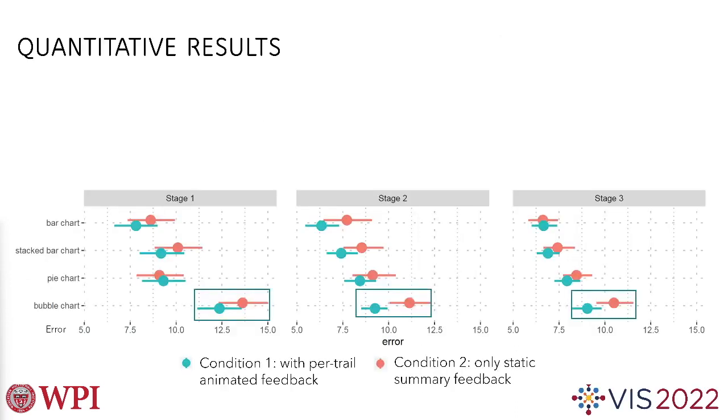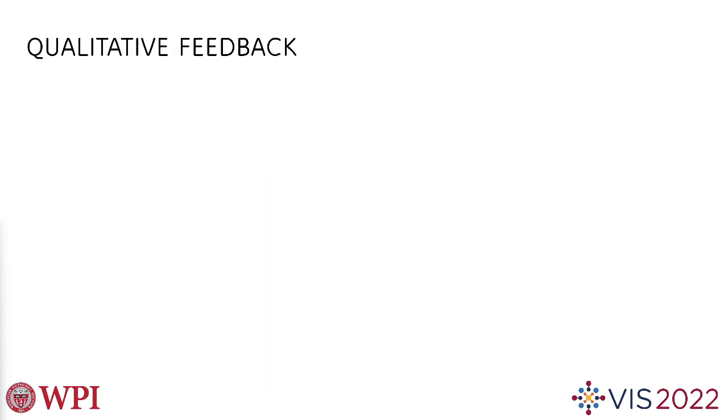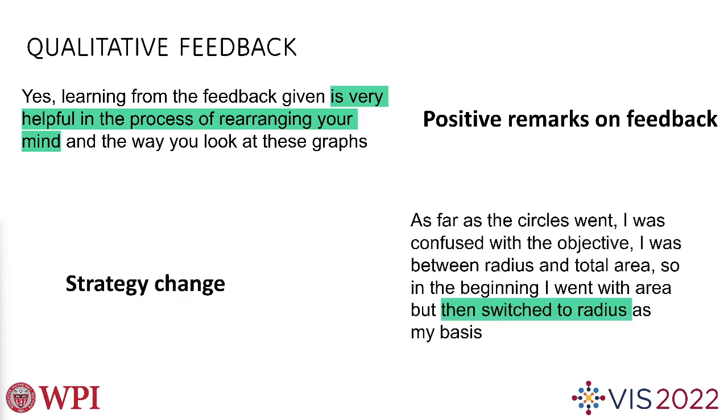This is a confidence interval plot for average response error. We can find clear performance improvement. If we take a closer look, in the bubble chart, the performance improved more in the feedback condition. We also collected feedback from participants. Almost all participants gave us positive comments for the animated feedback pages. A participant described it as rearranging your mind. And some participants changed their strategy of retrieving data values. A participant said their strategy to read the pie chart has changed from angle to radius.